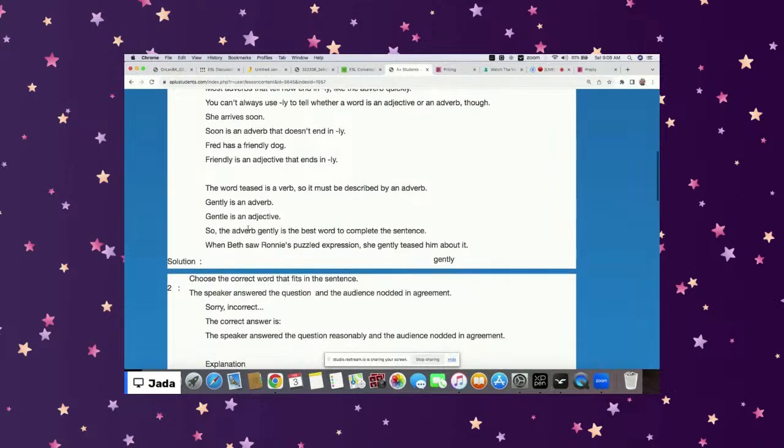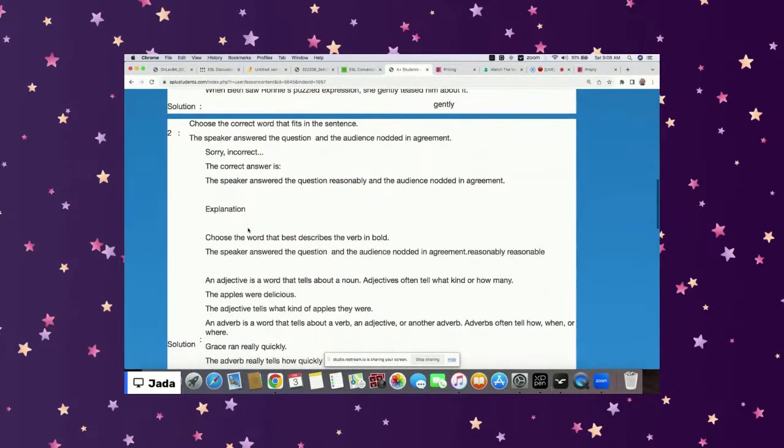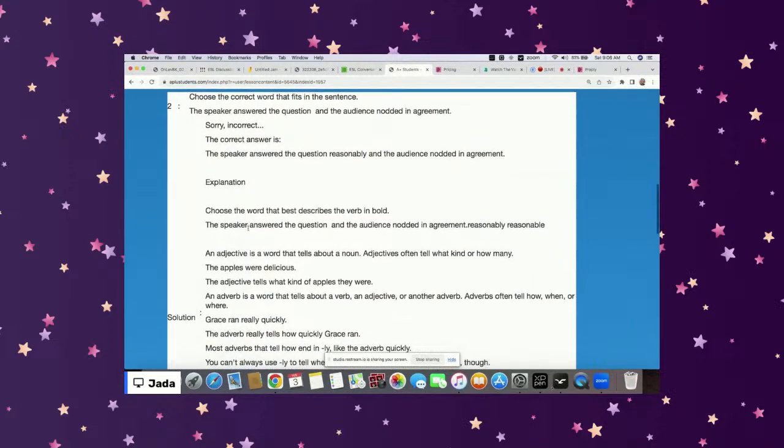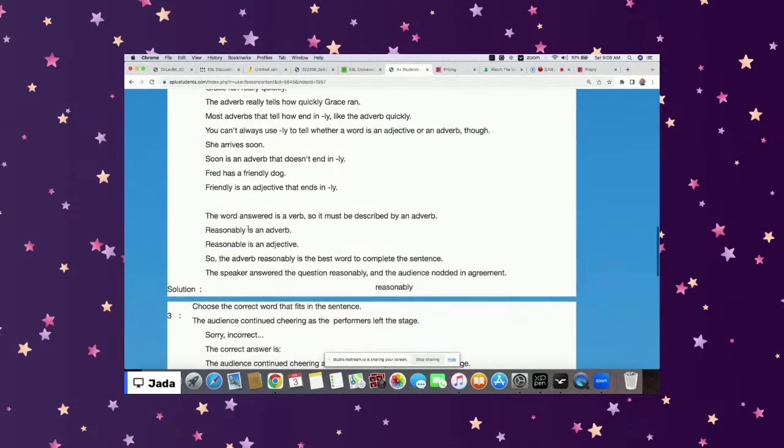Then number two, moving on. It says the speaker answered the question dash and the audience nodded in agreement. So the speaker answered the question reasonably. Reasonably is an adverb, and it is the best suitable word for the option.